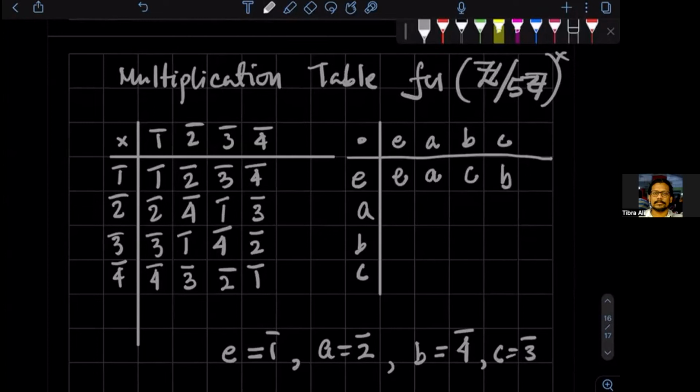Shouldn't it be EABC? EABC, right? Yeah, exactly. Otherwise, it doesn't make sense here. So it has to be EABC, right? So then B has to be 3, right?